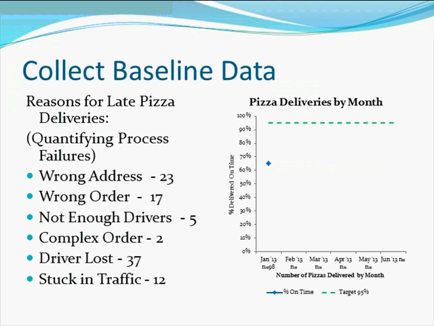So as we talked about, we have to figure out where we are and understand a little bit more of what's going on. So we started this in January, and we were thinking about where we could go with it. And so we started out with some small samples of data that we just collected with our staff, asking them what was going on. So in January, these are considered our process failures. Every time that our pizzas were not delivered on time, we just created a simple tracking to figure out what happened. So our reasons for late pizza deliveries in January were that we had the wrong address, we had the wrong order, we didn't have enough drivers, we had a complex order, the driver was lost, or we were stuck in traffic.